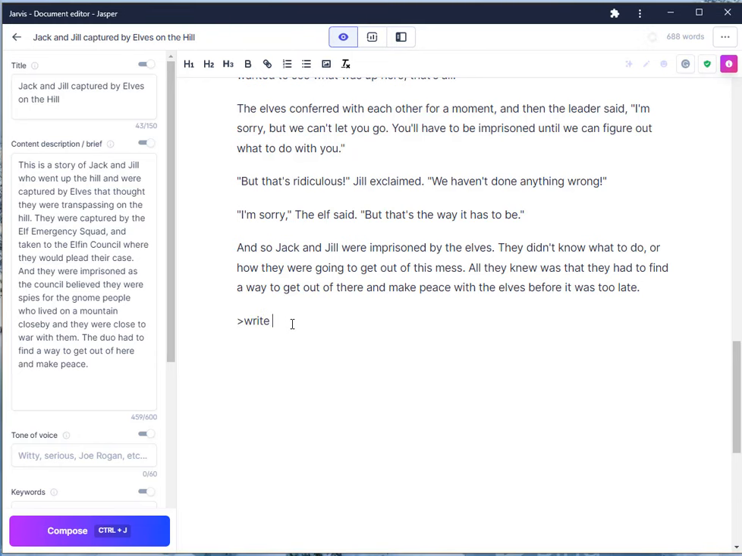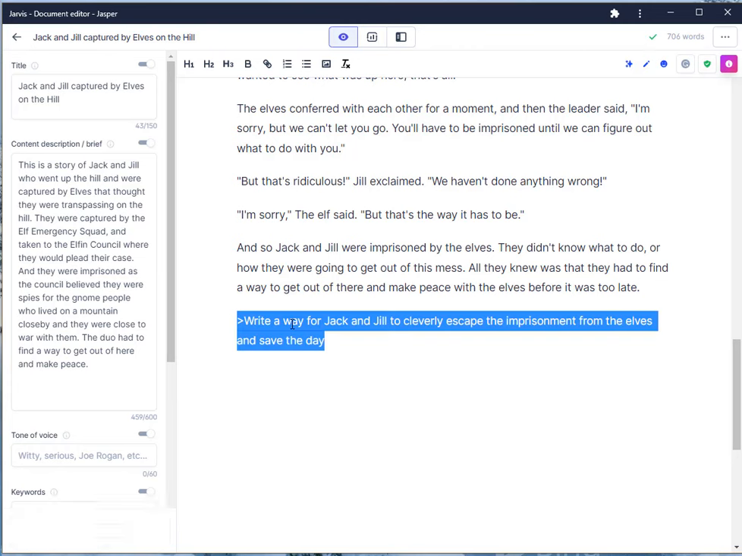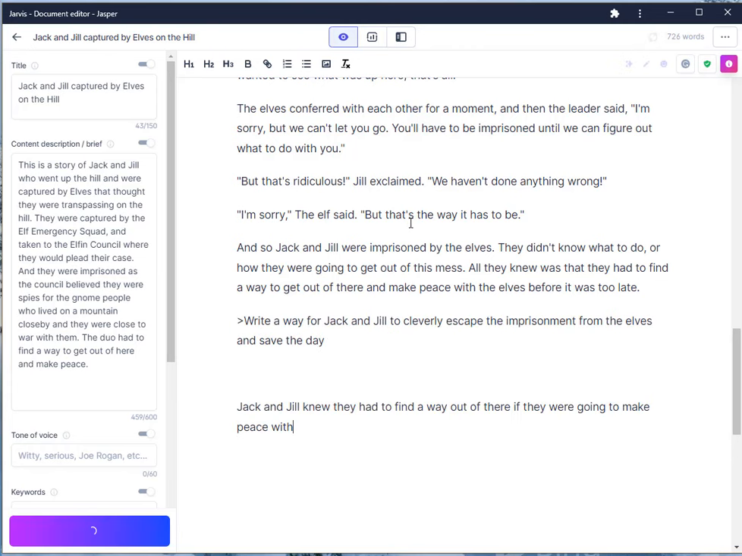Let's see. Right away for Jack and Jill to cleverly escape the imprisonment from the elves and save the day. Let's see what happens.